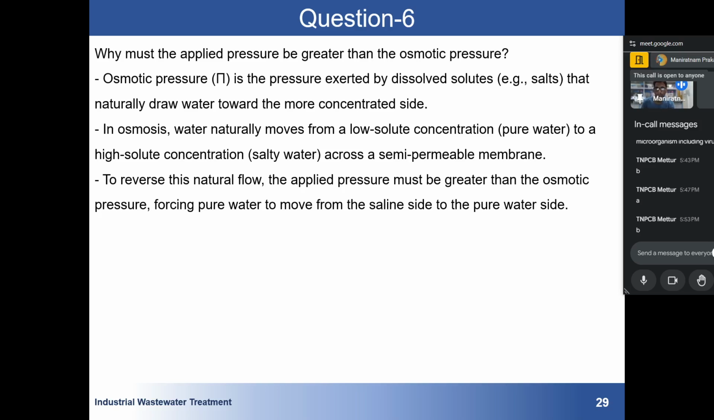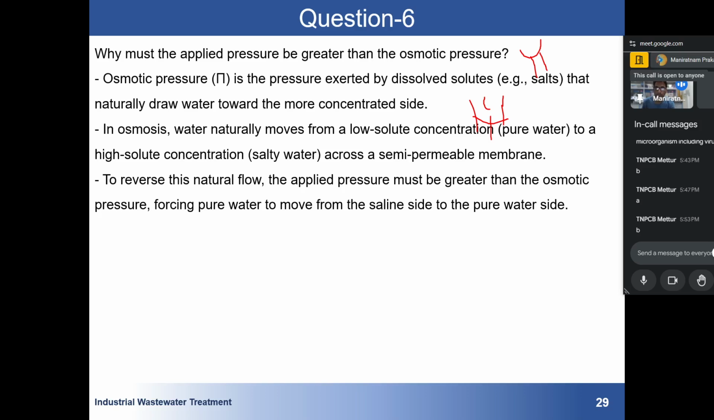So why must we apply pressure greater than the osmotic pressure, pi? Pi is a separate symbol, a different thing. Osmotic pressure is the pressure exerted by dissolved solids that naturally draws the water toward the more concentrated side. Due to osmotic pressure, water will start moving here.